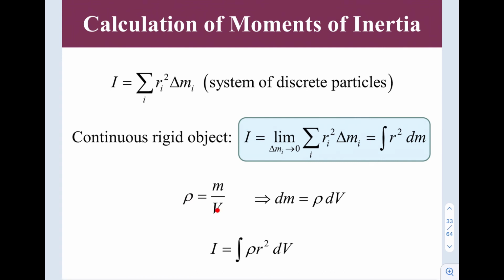We know that density is equal to mass over volume. So dm is equal to rho dv, because rho is a constant. For example, rho for water is 1000 kilogram per meter cubed. So the one that keeps changing is V, the volume. So I can also be calculated by using the integral of rho r squared dv.